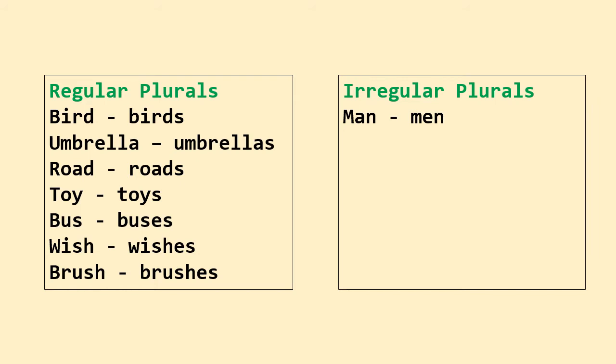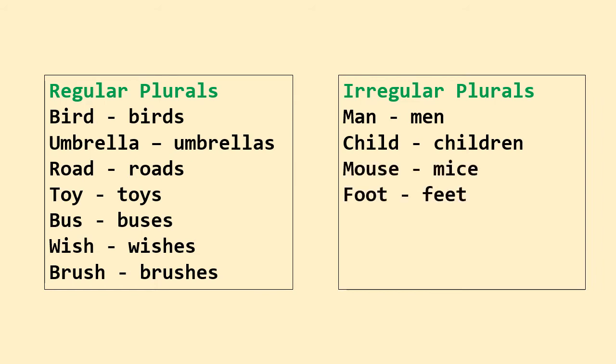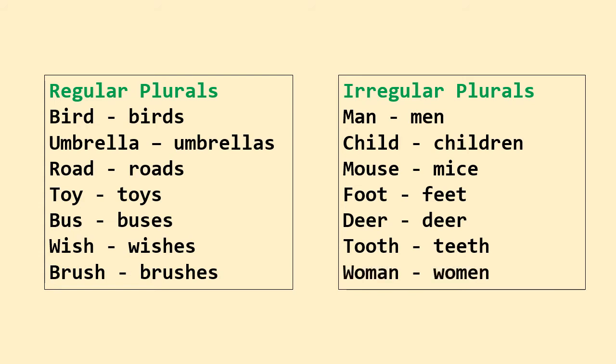When we have to write many men, we write it in the form of plural by writing men. Child is used for the singular, but its plural will be children. Mouse, mice. Foot, feet. Deer, deer. Tooth, teeth. Woman, women. So this way you have to understand the difference between regular and irregular plurals.